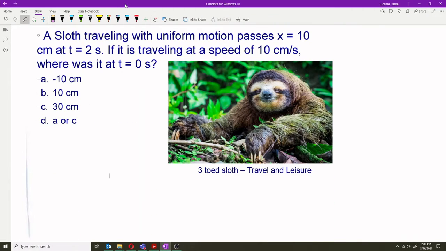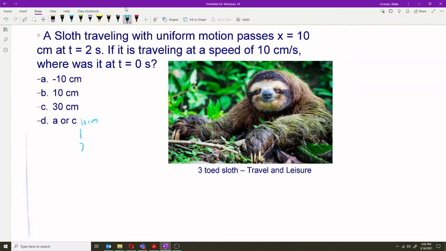Okay, next problem. A sloth is traveling with uniform motion, so now it says the word uniform, so now we know it's a constant speed. And it was at 10 centimeters at 2 seconds. If it's traveling at a speed of 10 centimeters a second, where was it at t equals 0? So we have one data point, and that is at 10 centimeters.